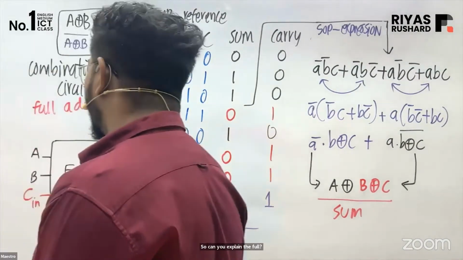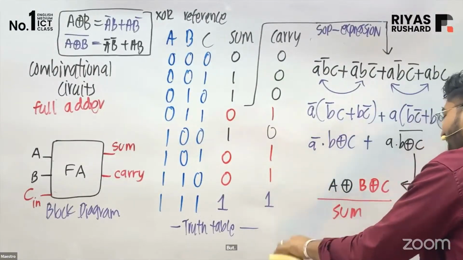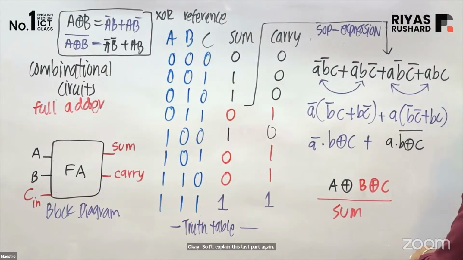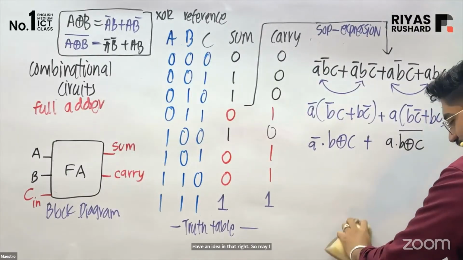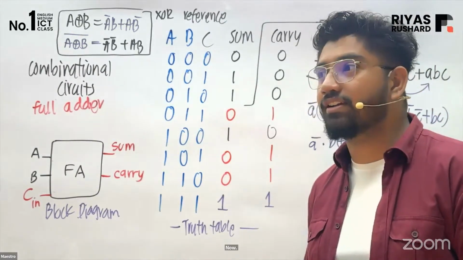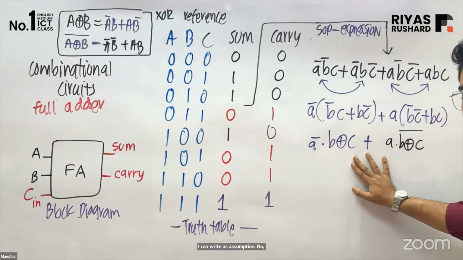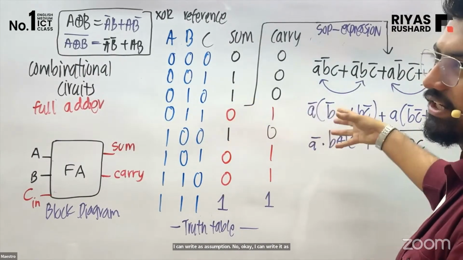Right. Okay, so I'll explain this last part again. Have an idea in there, right? Now we'll write it like this. I can write it as an assumption, no? So that's not a thing. I'll explain this part again and then I'll explain the full ladder again completely.